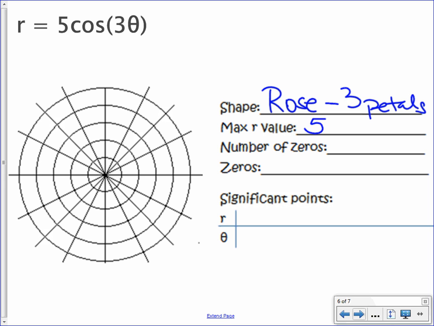Now we know this is going to have horizontal symmetry, but what you're going to need to do, no matter what the graph is, is always begin by plugging in 0 for theta. Every time you've got to plug in 0 for theta. So when we plug in 0 for theta, what do we get for R?